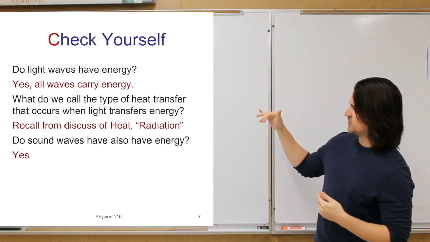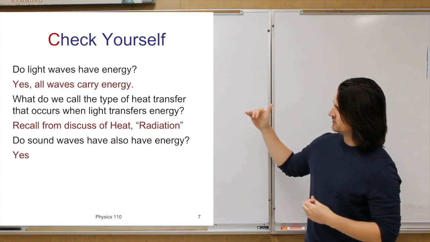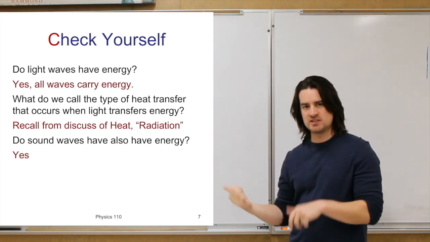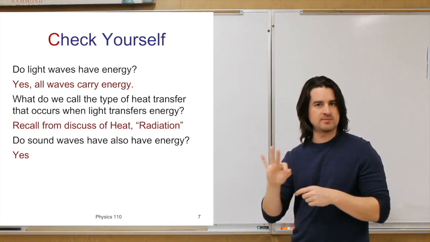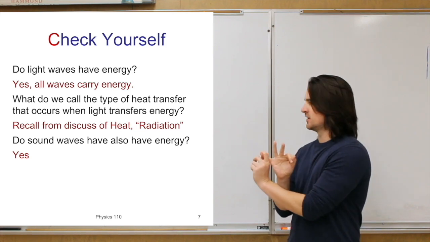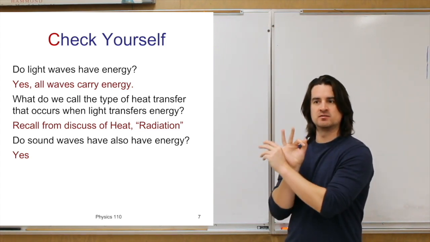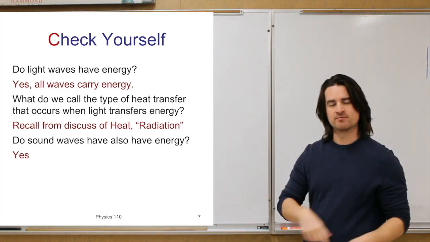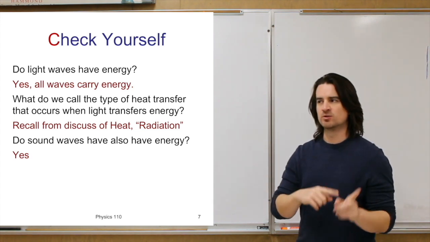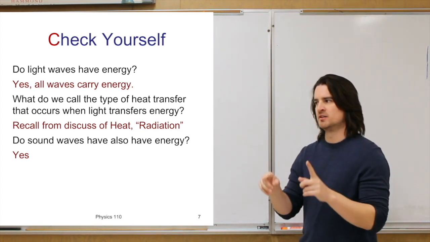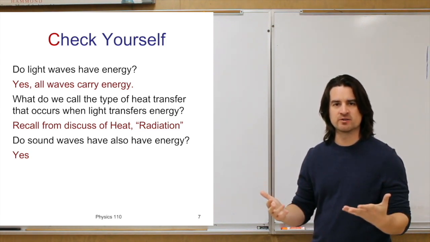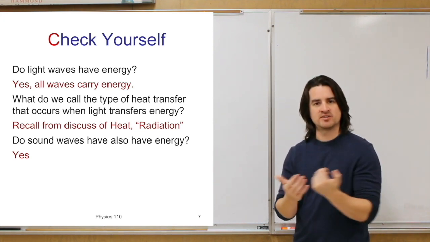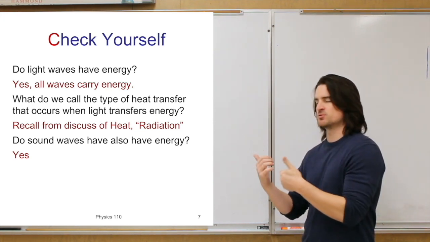So what do you call the type of heat transfer that occurs when light transfers energy? Well, if you recall from our discussions of heat and heat transfer, one of the three types of heat transfer was radiation. And radiation was transfer of heat via light, electromagnetic waves. Coming back full circle, we now understand a little bit more about waves in general, and how light is a wave, and as a wave, it carries energy, and that energy specifically is what we call radiation.